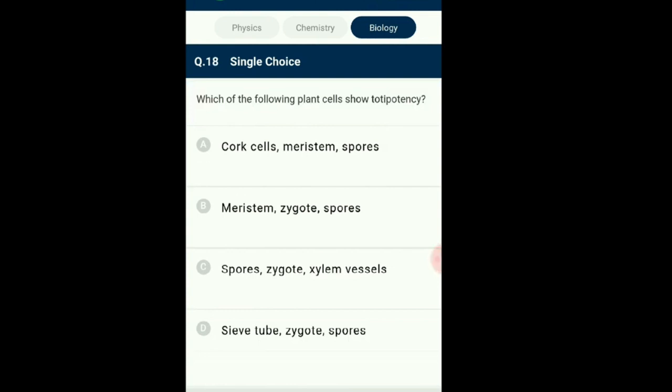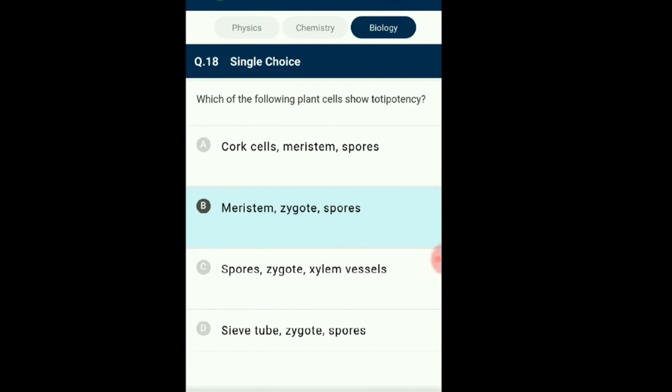Totipotency is the natural and genetic potential of a single plant cell to form the entire plant. It is a characteristic feature of a cell to form all cell types in an adult organism. Spores, zygotes, and meristematic regions are good examples of totipotent cells, showing the greatest potential of differentiation and able to form any cell. So the answer is option B. Meristem, zygote, and spores are the following plant cells.